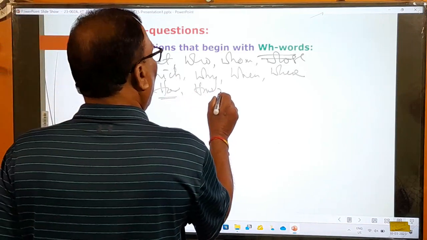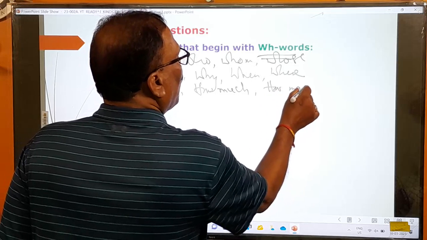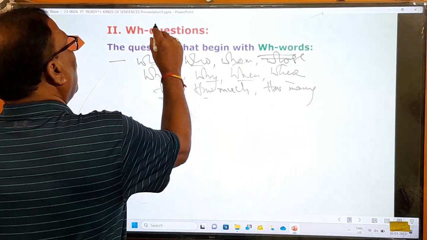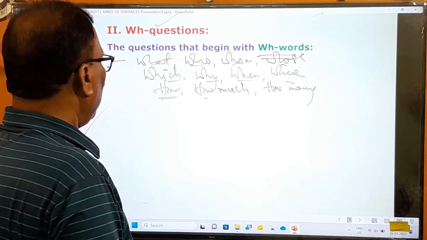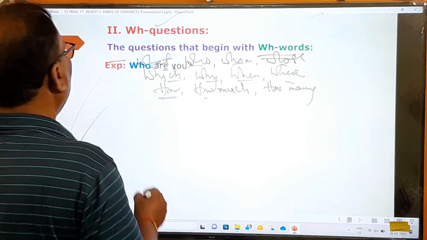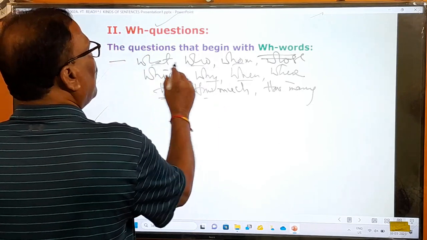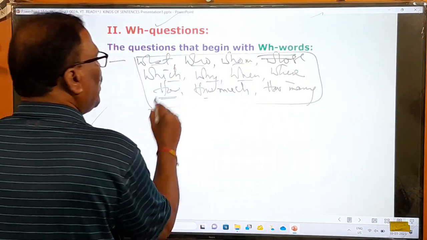It comes under that. How much? How many? Questions beginning with any one of them are called WH questions. So you see, these are all WH words. Questions that begin with any one of them are called WH questions.